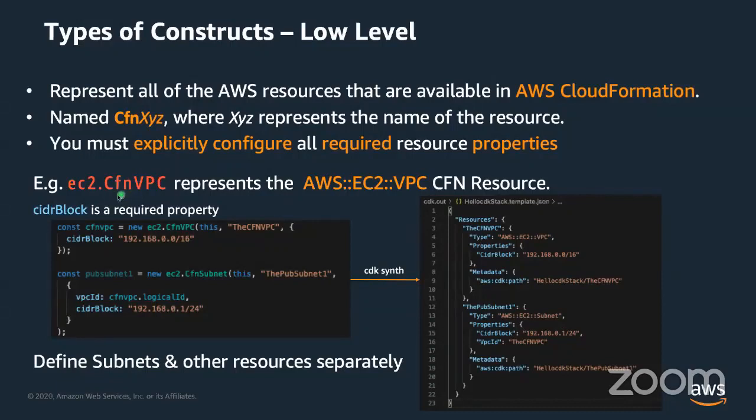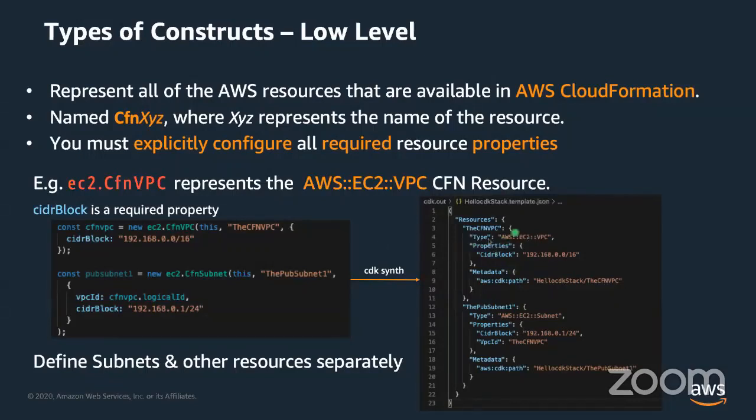So it would be aws-ec2.CfnVPC. That would directly represent a CloudFormation resource. Okay. So as I mentioned in an example, I'm initializing this construct, and CIDR block is a required property for the CloudFormation resource. Okay. So I have to mention the value for the CIDR block.